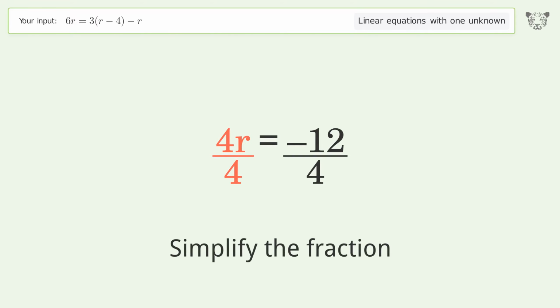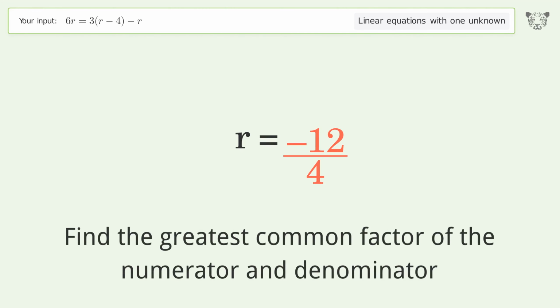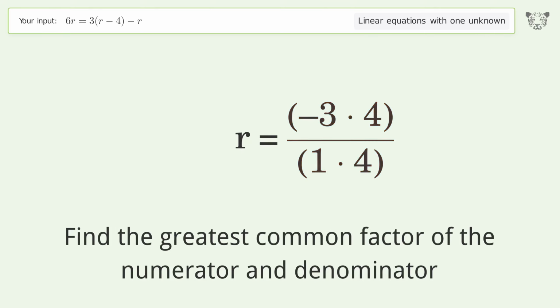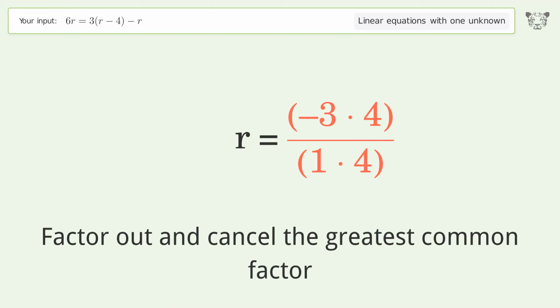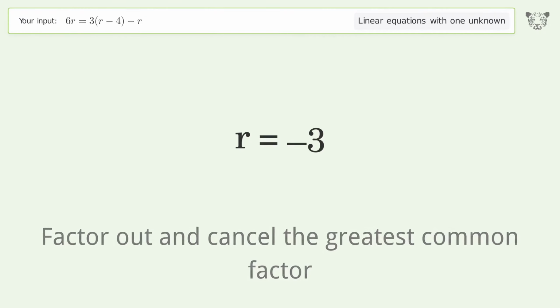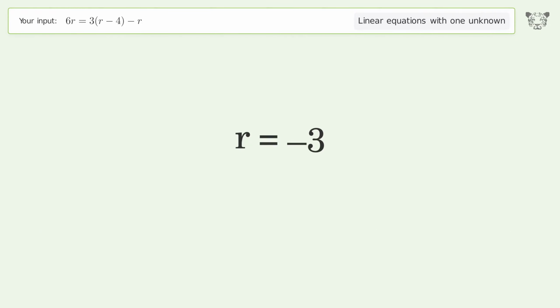Simplify the fraction. Find the greatest common factor of the numerator and denominator. Factor out and cancel the greatest common factor. And so the final result is r equals -3.